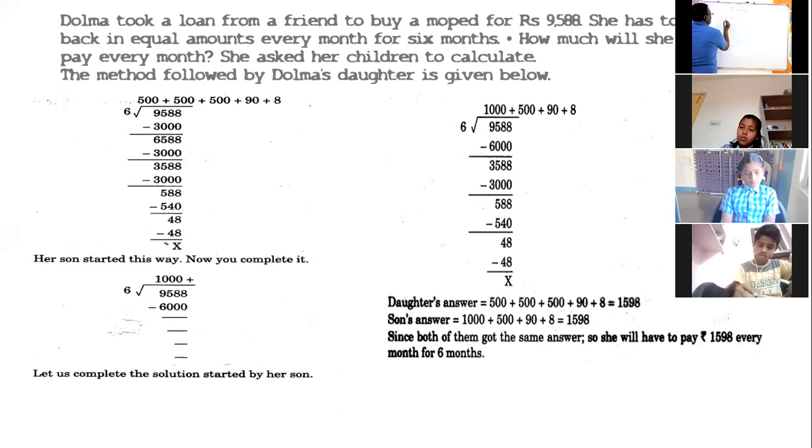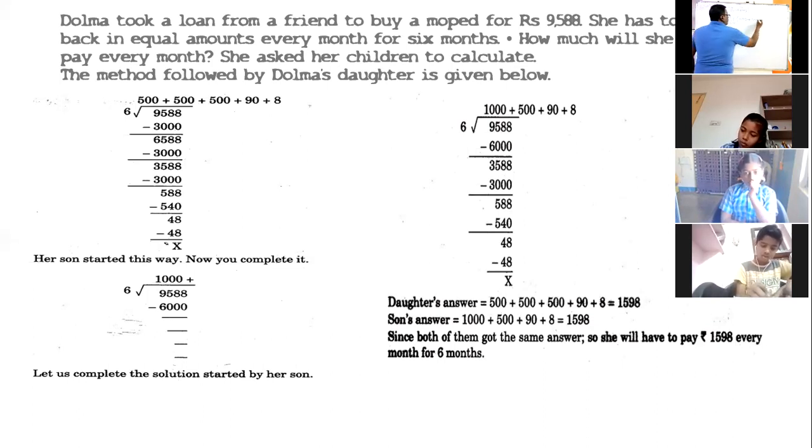Okay, 9,000 is there and 6 is there. I would like to go with 1,000 first. 6 into 1,000 is 6,000. That leaves 3,588. With 1,000, I am getting 600. If I go with 500, I will get 3,000, because half of 1,000 is 500, so half of 6,000 is 3,000. That leaves 588.